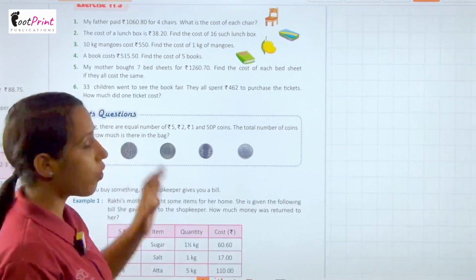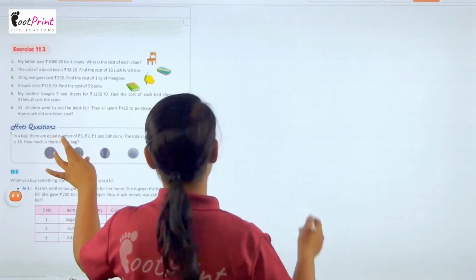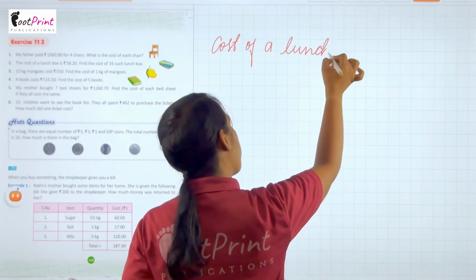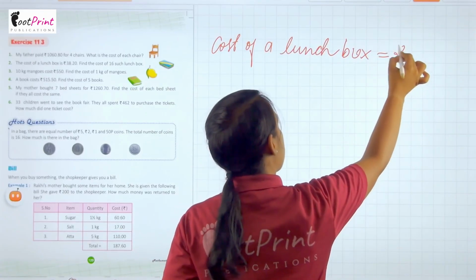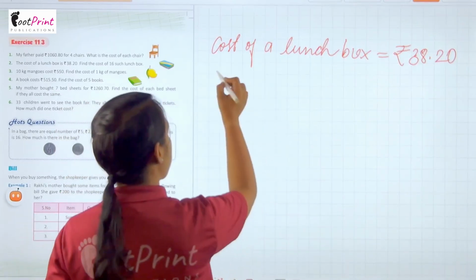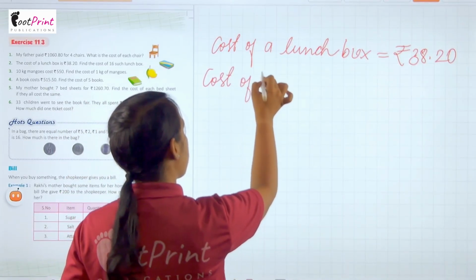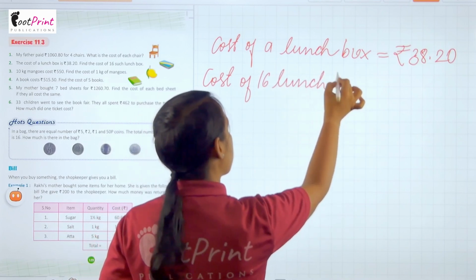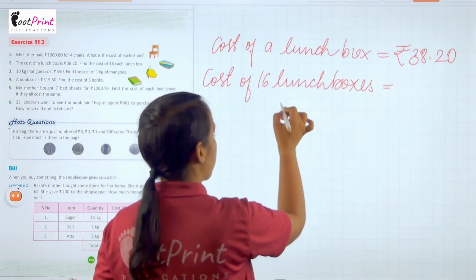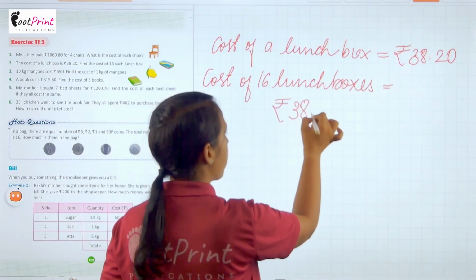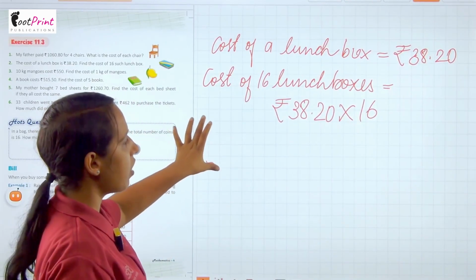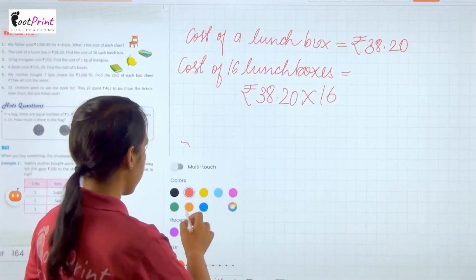तो हमें दिया है cost of a lunch box. So here we write the cost of a lunch box is 38 rupees 20 paise. Okay, and we have to find out the cost of 16 lunch boxes. और 16 की हमें cost निकालनी है, so for that we will multiply it. So we get the amount is 38.20 and we have to find out the cost of 16 lunch boxes. So here we will multiply it. So let's multiply it here.